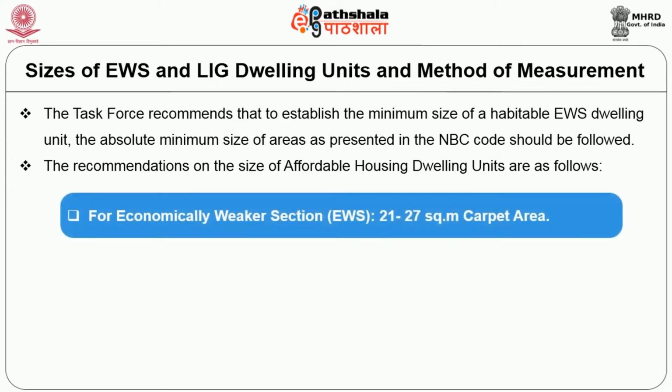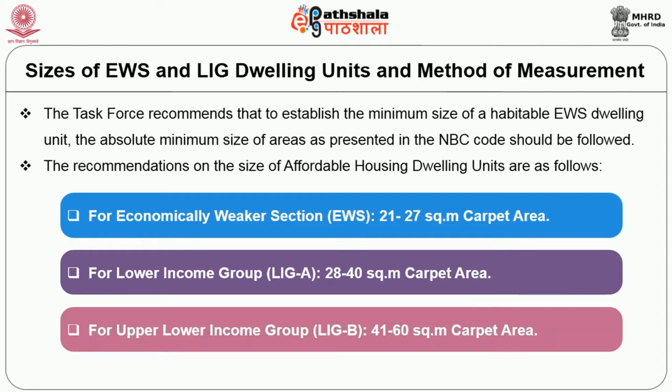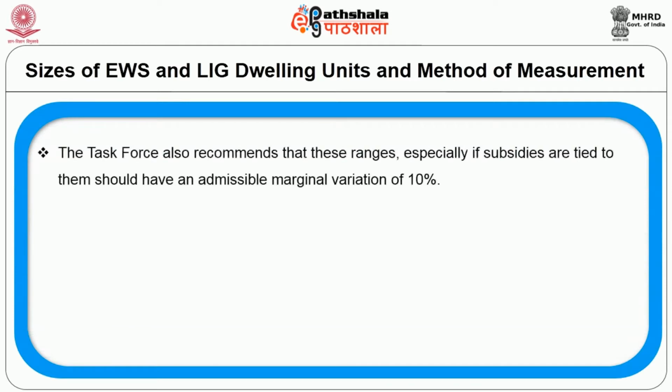For economically weaker section, 21 to 27 square meter carpet area. For LIG group A category, it should be 28 to 40 square meter carpet area. For upper lower income group, 41 to 60 square meter carpet area. The task force also recommends that these ranges, especially if subsidies are tied to them, should have an admissible marginal variation of 10%.